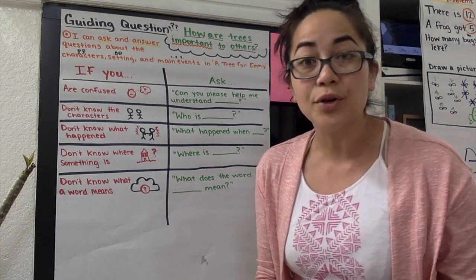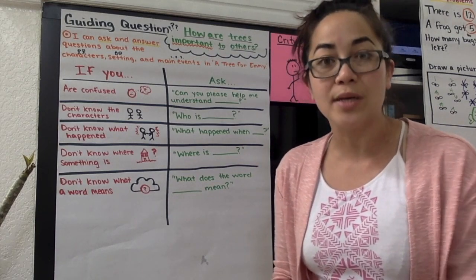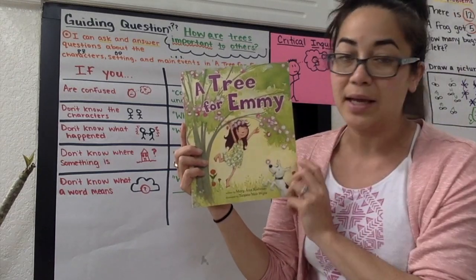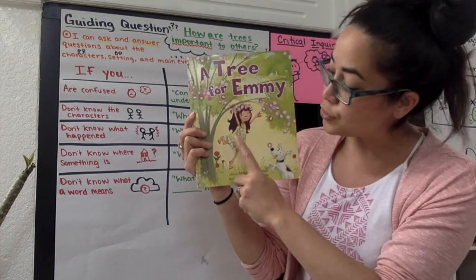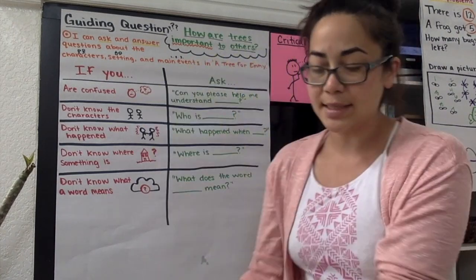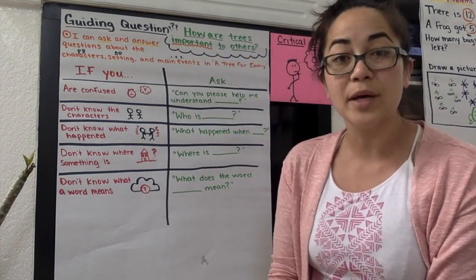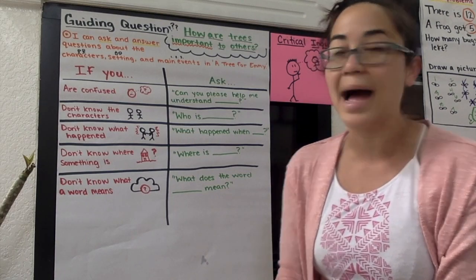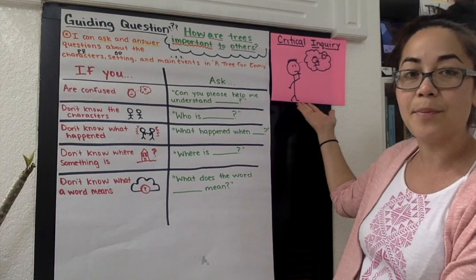And today, we're going to learn even more about how trees are important to others in this book right here, A Tree for Emmy. And we're going to find out how trees are important to our character right here, Emmy. But before we get into this book, I wanted us to talk a little bit more about a character trait that we've kind of touched on a little bit in math. And that character trait is right back here.